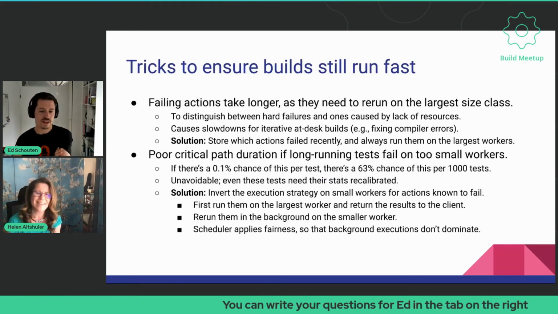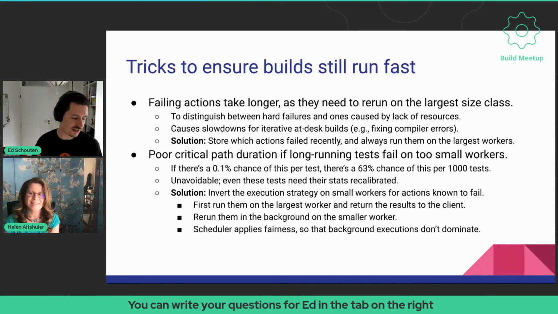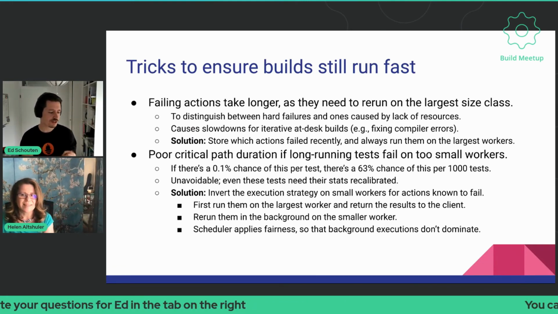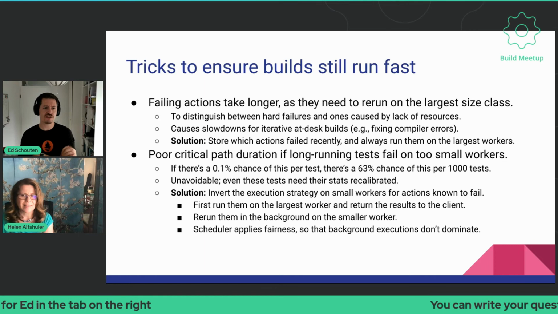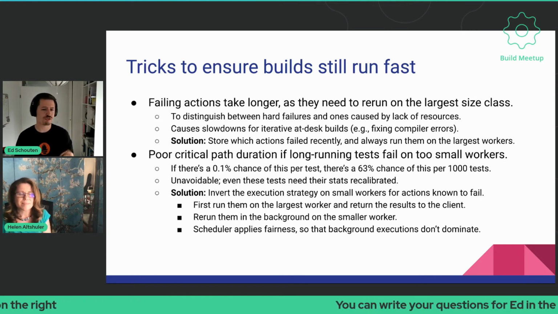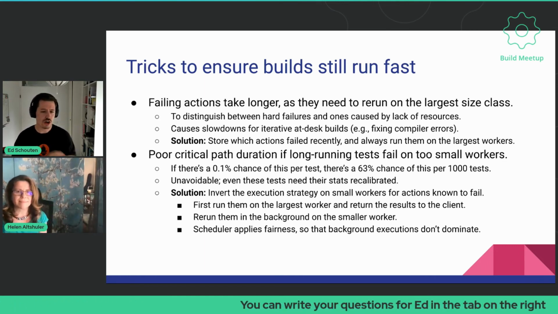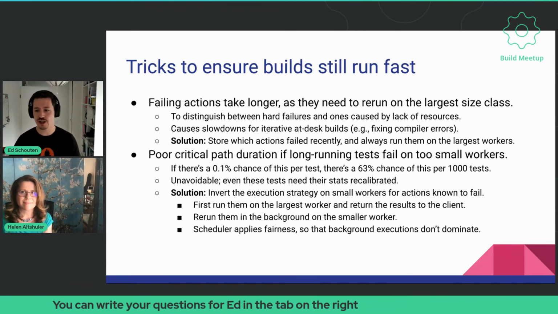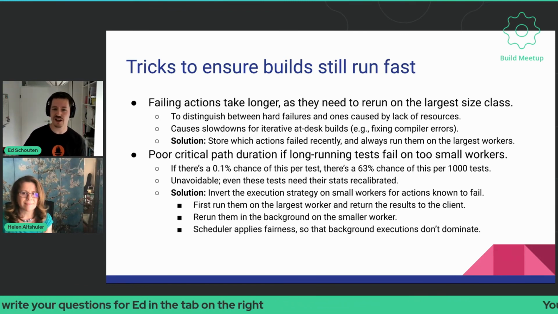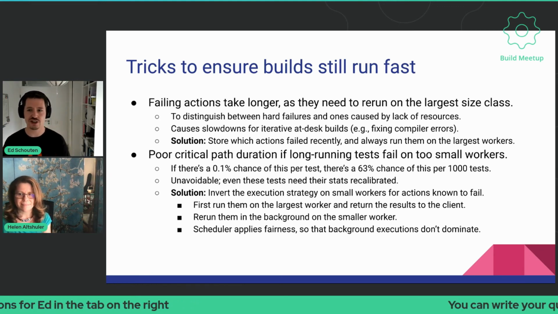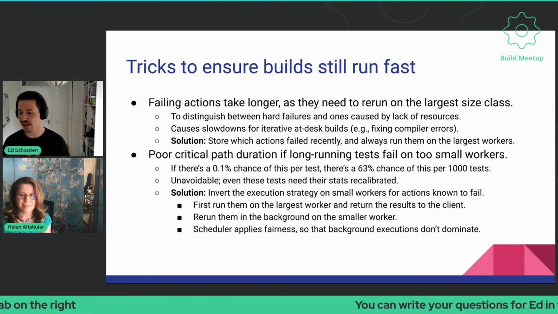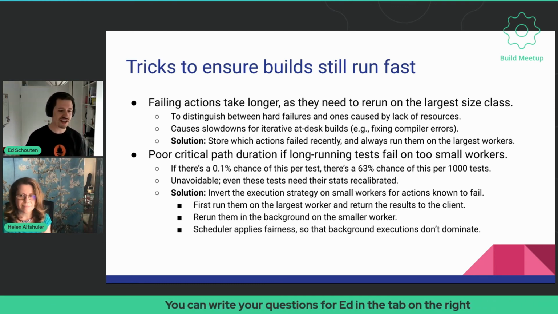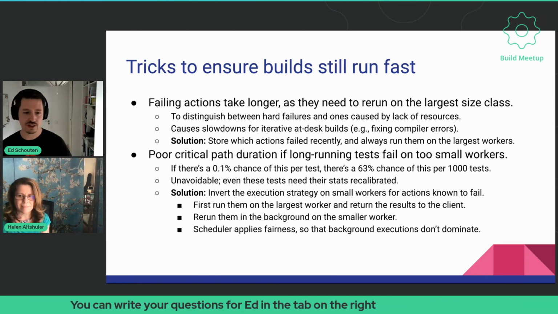What you have is, of course, if there's a 99% probability that an action is going to fail on a small worker, you know that it must run on a large worker to succeed. You still have to run it on a small worker at some point, because otherwise the statistics you store in the initial size class cache simply become stale. So sometimes you have to go against your good judgment.